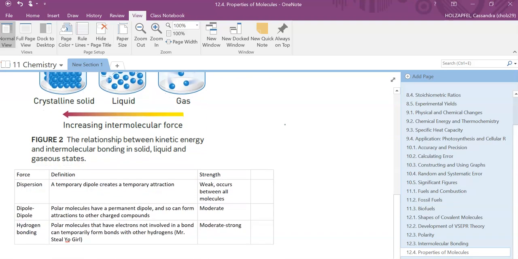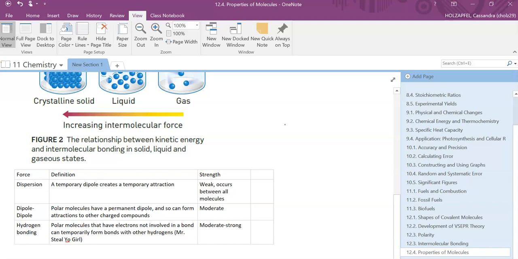The first force is the dispersion force, which is the temporary dipole, and that occurs between all compounds. And it's a very weak, very brief force. So how this affects the melting and the boiling point is that the larger the compound, generally the higher the melting and the boiling point. The smaller the mass of the compound, the lower the melting and boiling point.